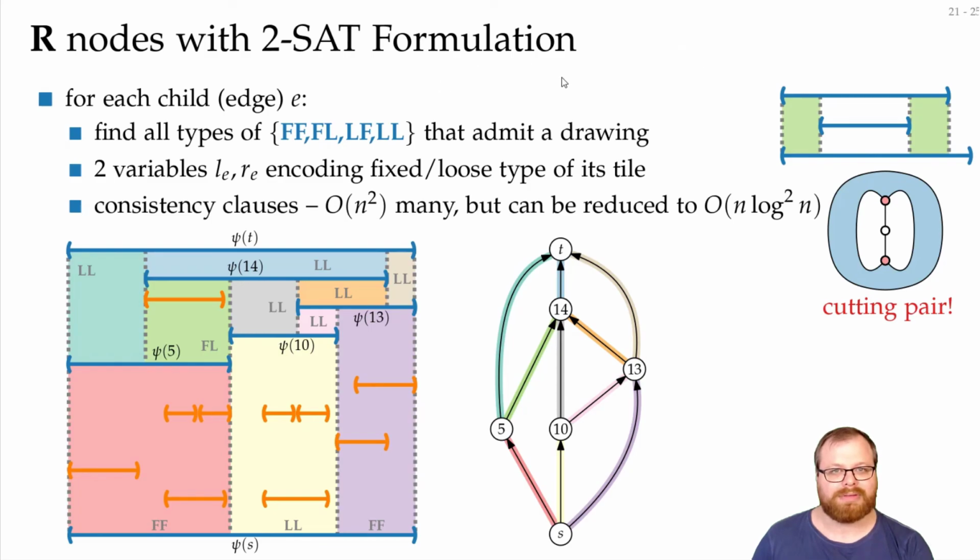Now for all three types of nodes, we know how to recursively ask the children for drawings and how to combine these drawings via tiling to get a drawing of this node. And then if we have done this for the root, we are done and we have drawn the whole graph.